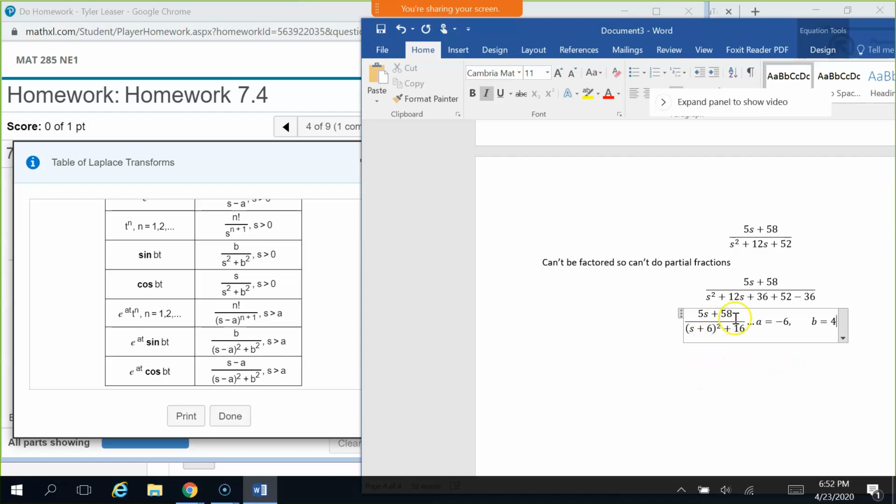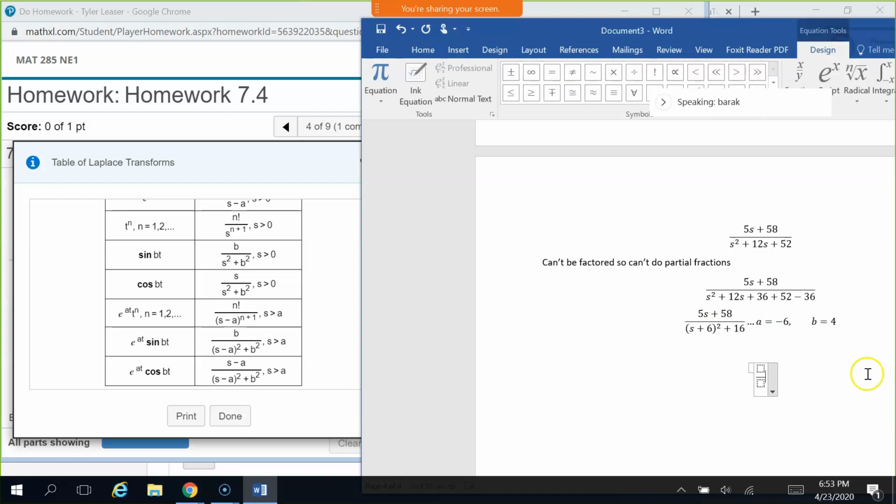Now this does not help us out in the numerator though. So we're going to have to play around with the numerator until we can make it either be a B up top or an S minus A up top. And we may even need to split this up into two separate fractions to force it to be that way.